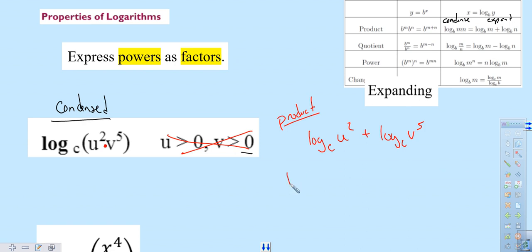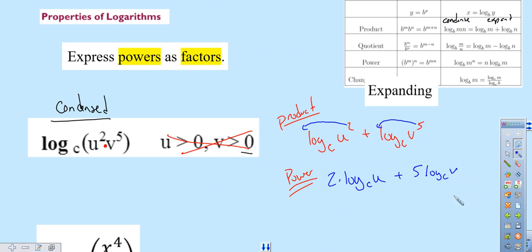And now we want to go to the power rule. And the power rule in this case we'll always do last. The power rule means we take the exponents and move them out in front. This becomes 2 times log base c of u plus 5 log base c of v. And that would be my final solution right there. That would be all expanded out.